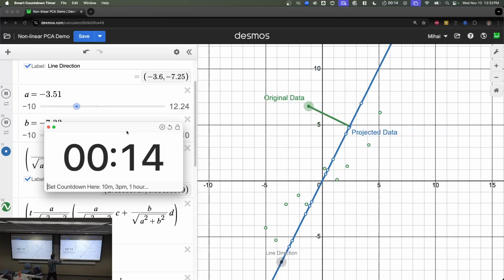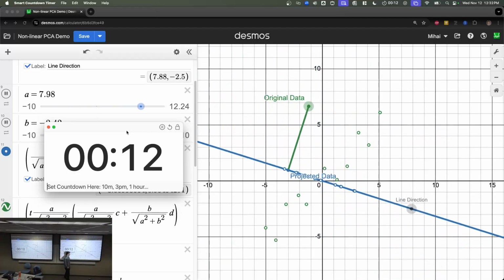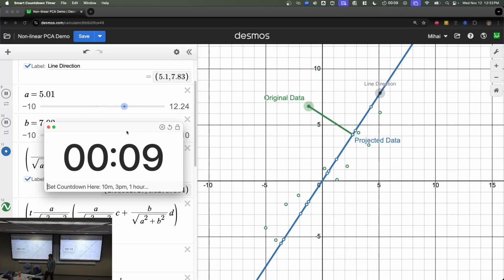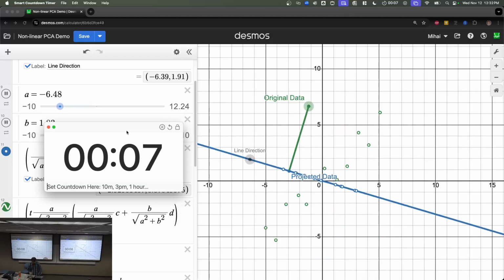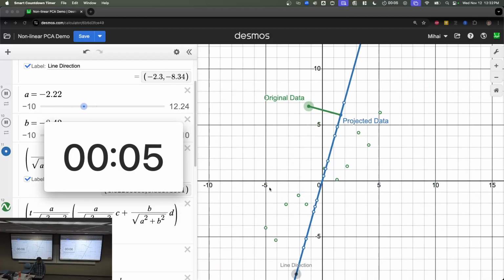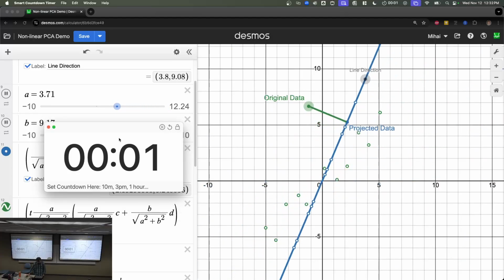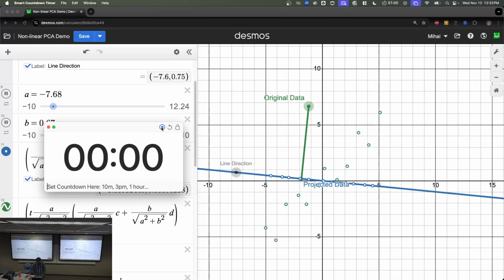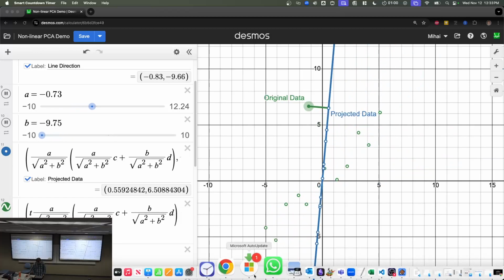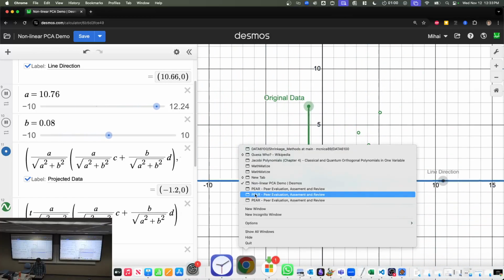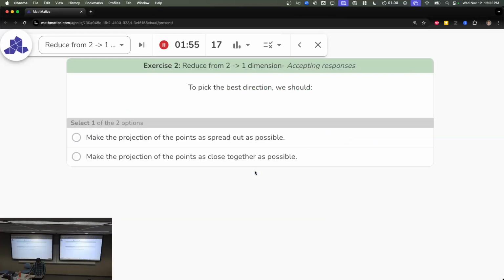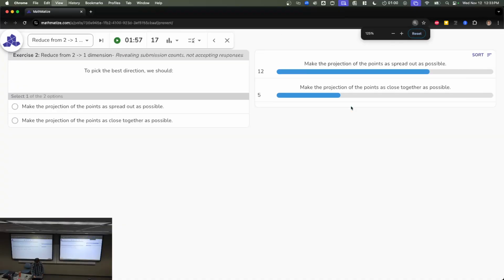All right, 10 seconds left to choose your choice. Okay. What's better? All right. On a score of 12 to 5, people want to make them as spread out as possible.